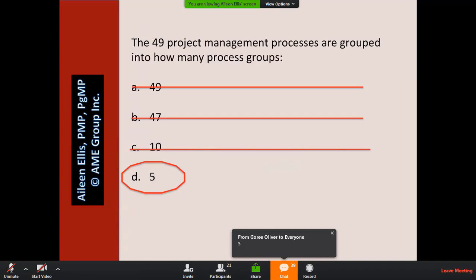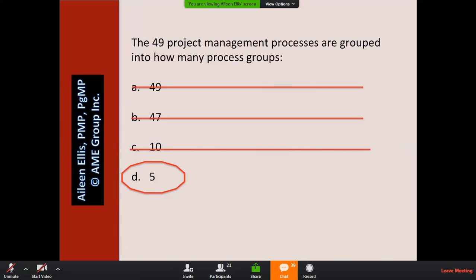You need to memorize that for the exam. You need to know that there's 5 process groups. I would hope by the time you take the exam, you would have done enough studying that you don't think about memorizing. It's more, how many fingers do you have on your right hand? Well, I have 5 fingers. I don't have to memorize that.